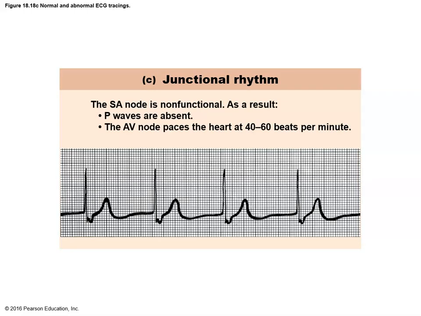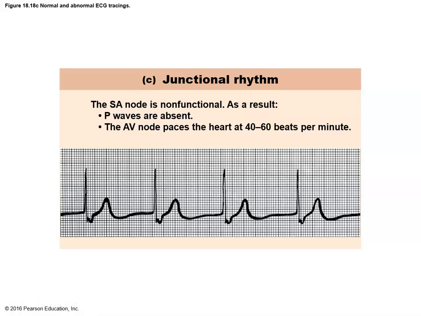Occasionally, things go sideways. So in this case, the SA node is non-functional. Remember, that was the pacemaker node at the top of the right atrium. So if it's not working, then you don't get that burst of electricity passing through the atria and giving you a P wave. So in that EKG readout, you would see no P's. So if we start here, we would have Q, R, S, T, Q, R, S, T, QRST, and no P waves right here at the beginning of each of these to designate that the SA node was signaling.